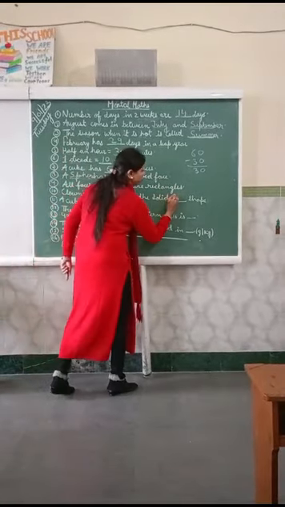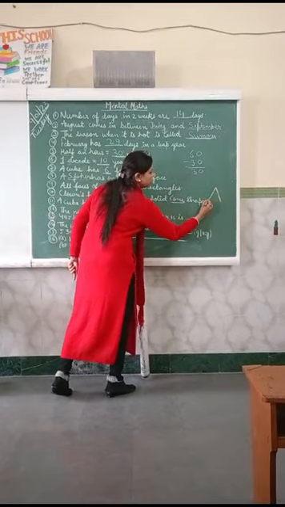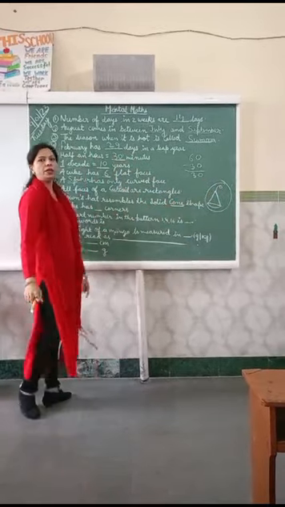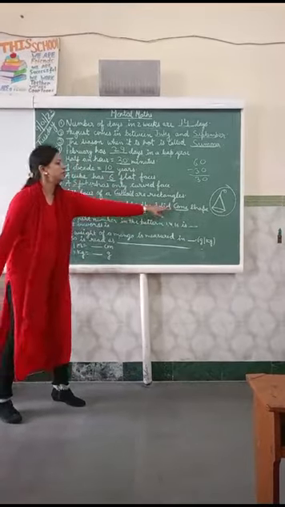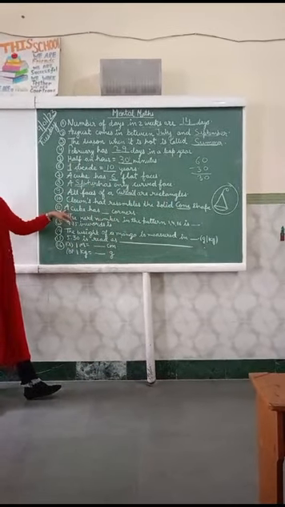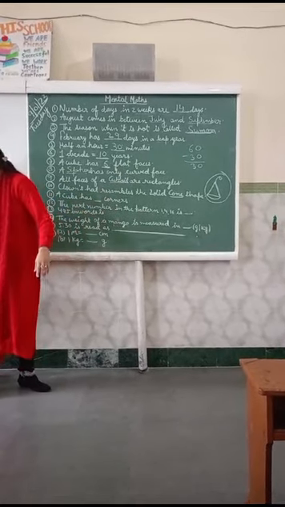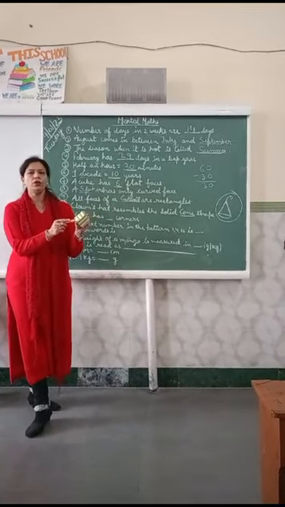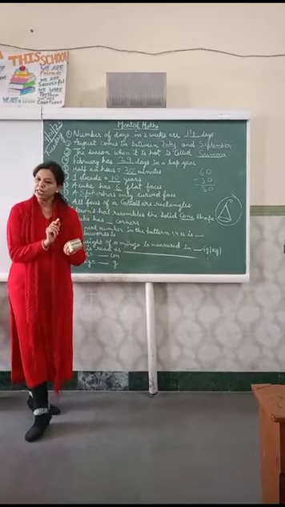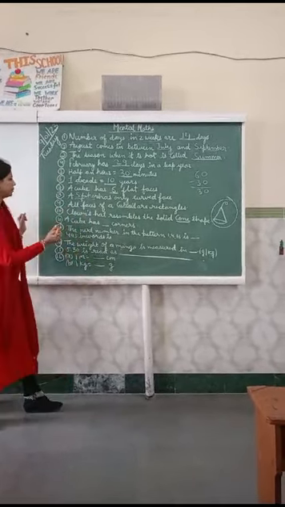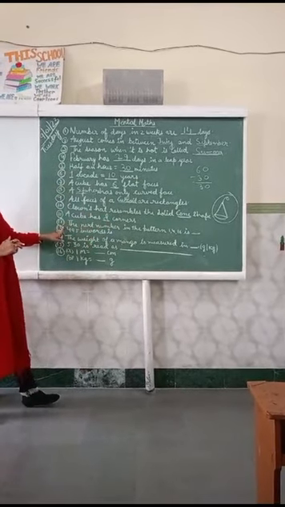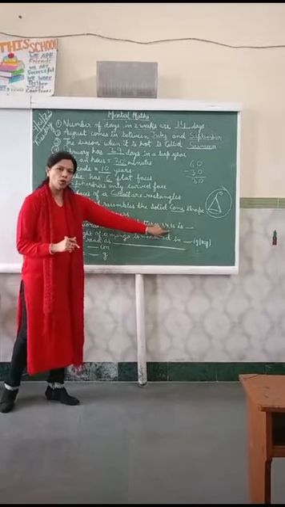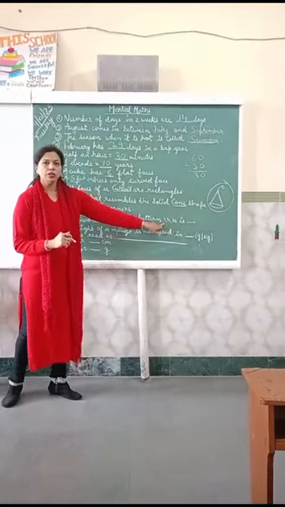Now come to the number 10th question. Clown. I hope you all know about a clown. Have you ever seen a clown? Joker. A joker has a cone shape cap. So the clown cap resembles, meaning it shows, which solid shape? What will you fill here? Cone shape. C-O-N-E, cone. Clown cap is like this. So which solid shape does it resemble? It shows a cone shape. So the answer is cone shape.